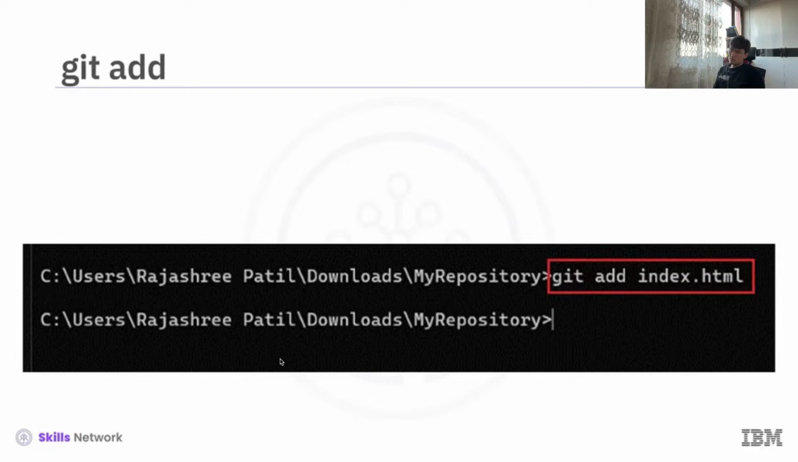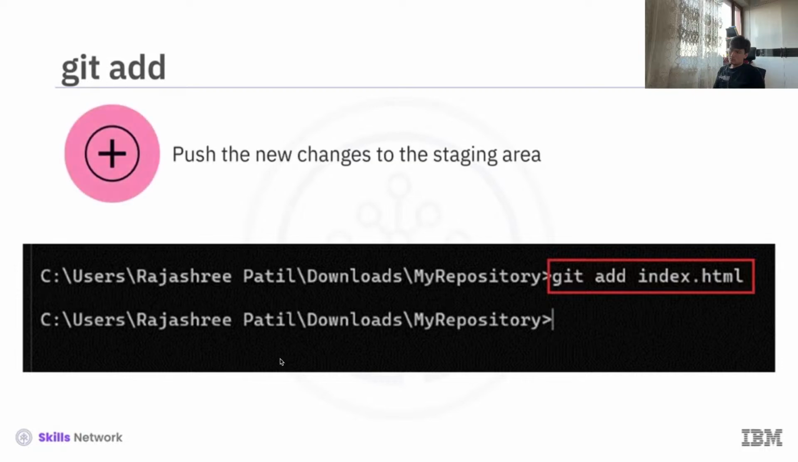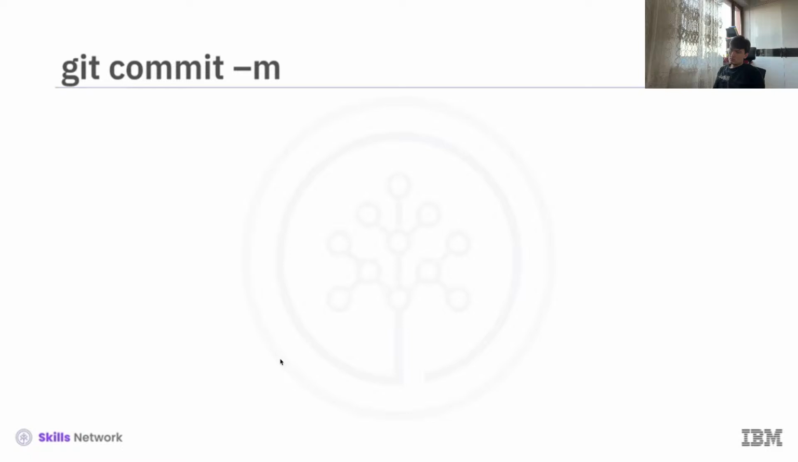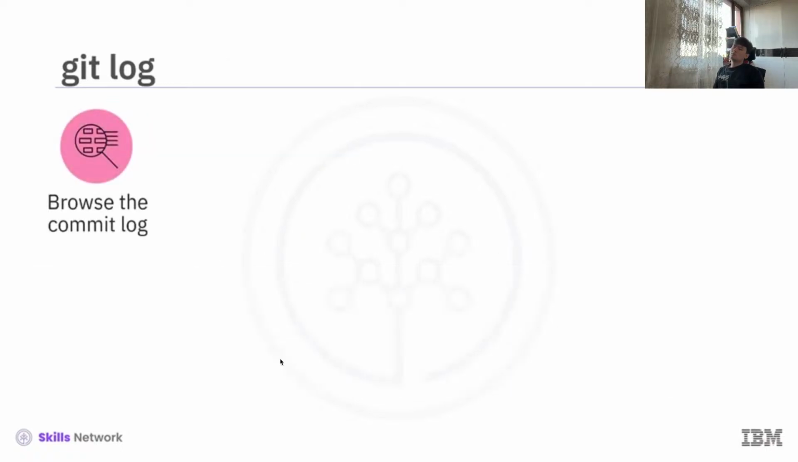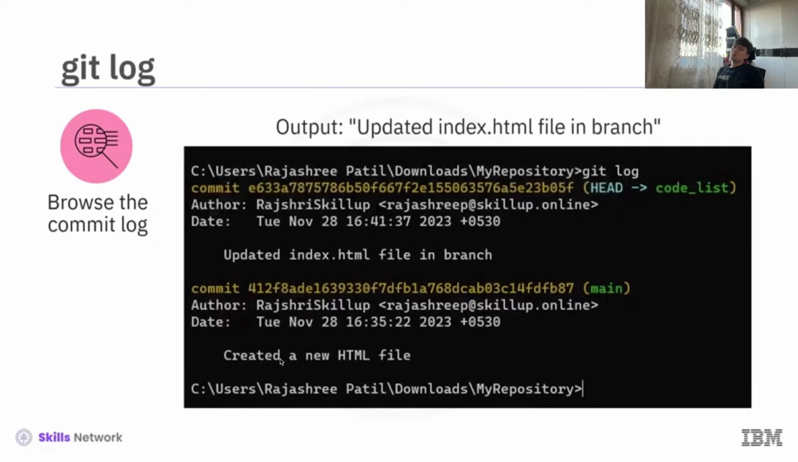Once done, run git add to add the newly made changes in your file to the staging area. As stated earlier, let's now commit the new changes made in the code_list branch with a descriptive message such as "updated index.html file in branch." Let's now browse the commit log in the code_list branch using the git log command. Your output will now display "updated index.html file in branch."